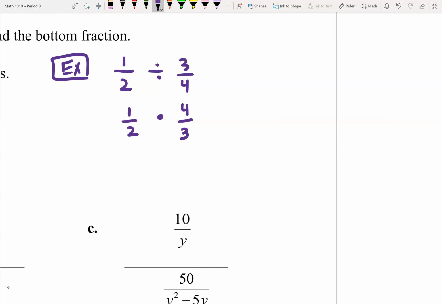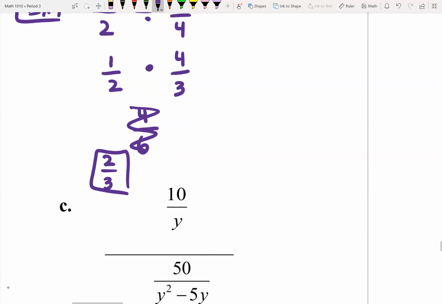Now, I could do this. Watch what I could do. I could multiply the tops together. 4 times 1 is 4. On the bottom, 3 times 2 is a 6. Then I could reduce that, and that reduces to 2 over 3. I would not do that. It's not necessary. There's an easier way. Look at that right there, 1/2 times 4/3. Look at the top and the bottom, okay? Is there anything that goes into each other?